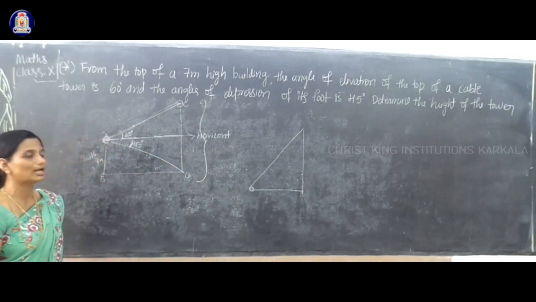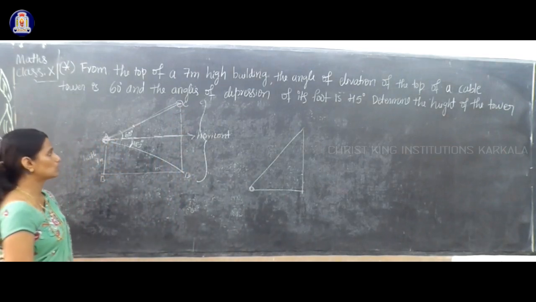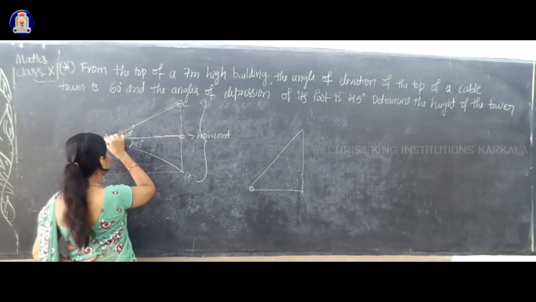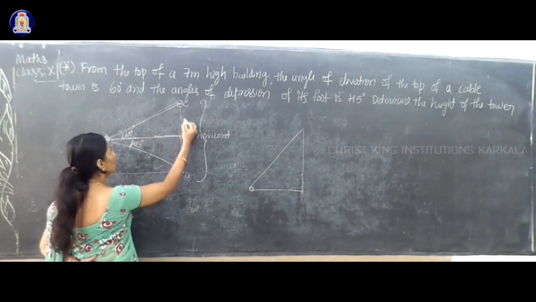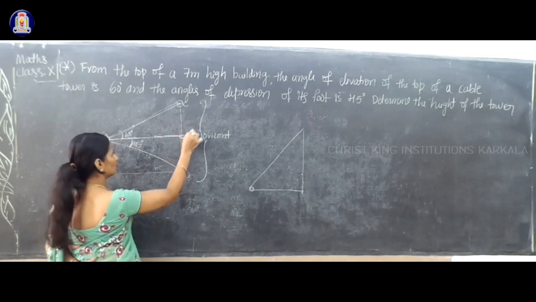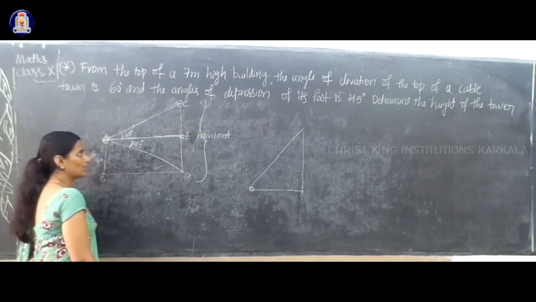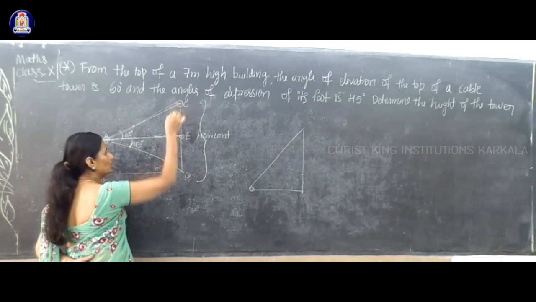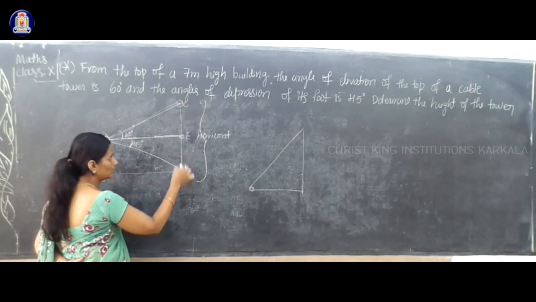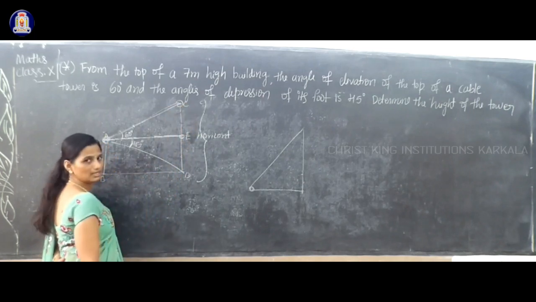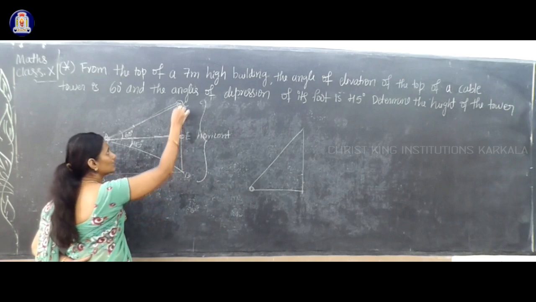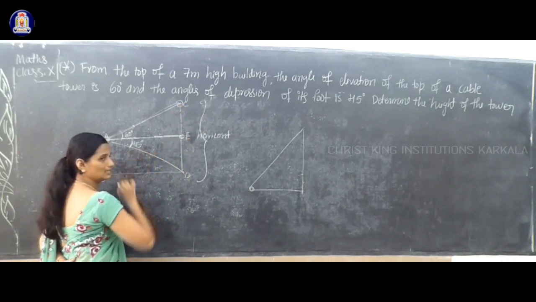That means what to calculate here? CD is the question mark. In between CD there is a point, which I'll mark as E. So now to find CD, you should find out what is your AD and what is your EC, right? Because CD is split into two parts, that is EC and ED.